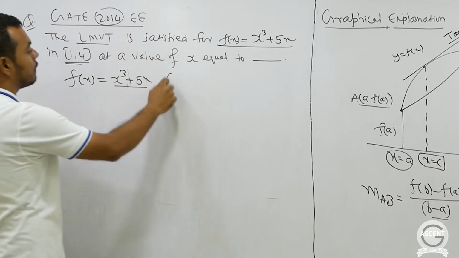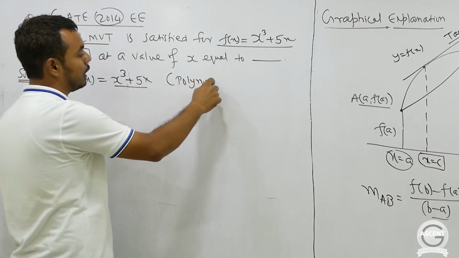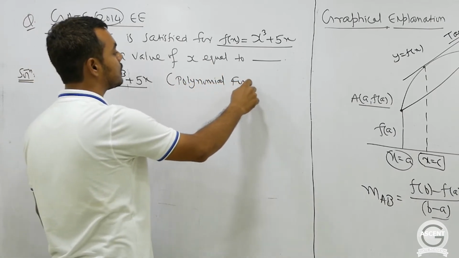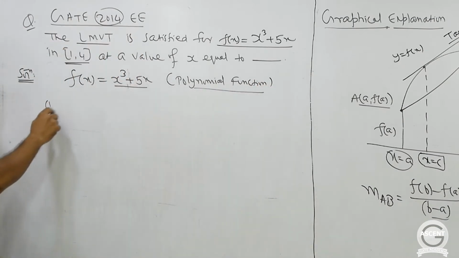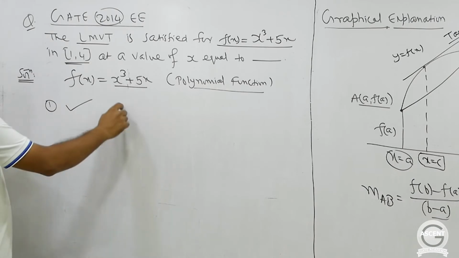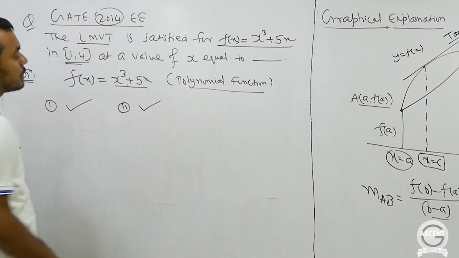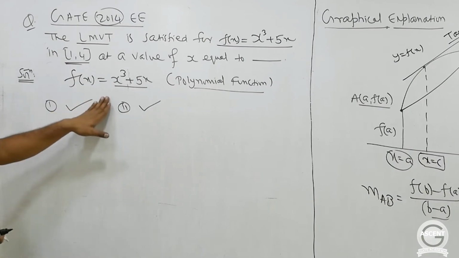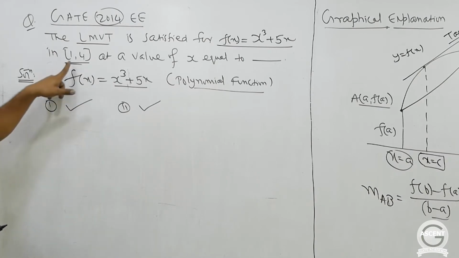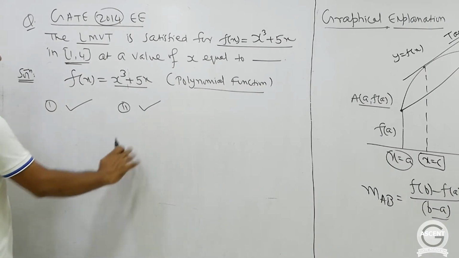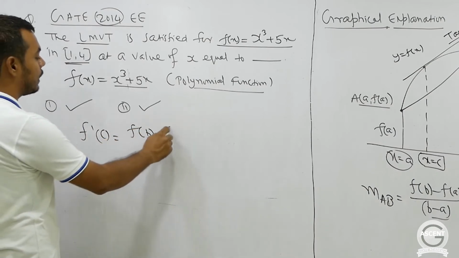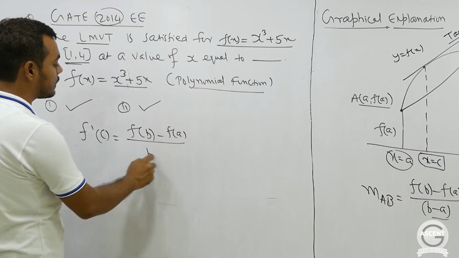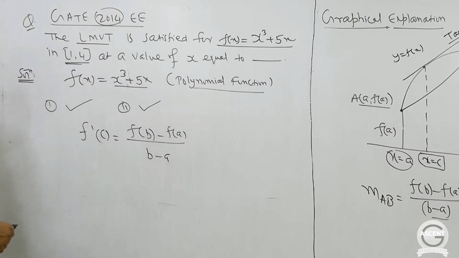Now this f of x is a polynomial function, right? And we know that a polynomial function is always continuous and differentiable. So here the first condition, f of x is continuous in [a, b], is satisfied. The second condition, f of x is differentiable, is also satisfied because a polynomial function is always continuous and differentiable. So now there has to be at least one point where f dash c equals f of b minus f of a by b minus a. Using this formula we need to find the value of c.